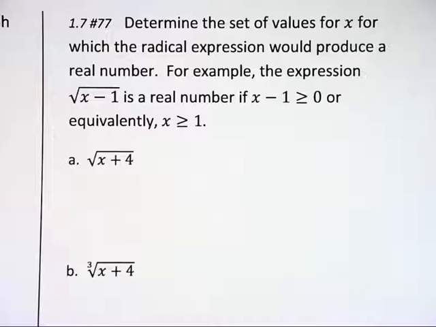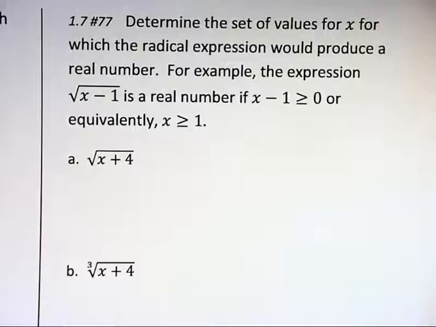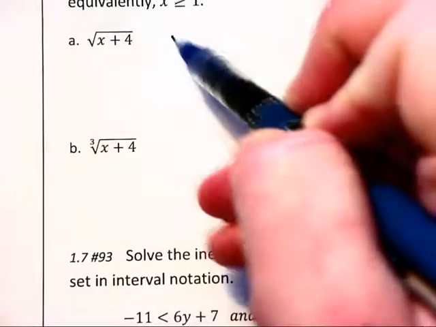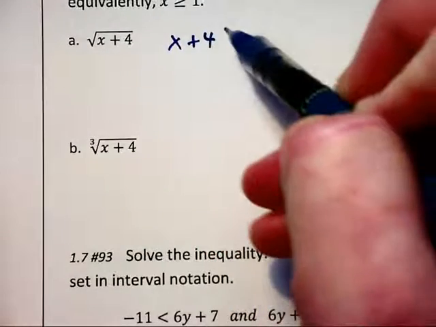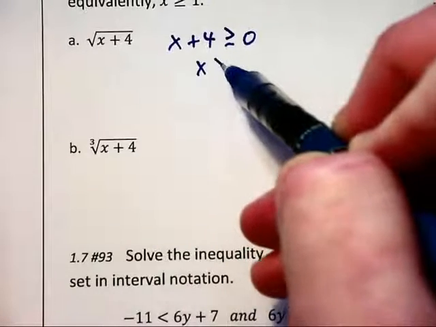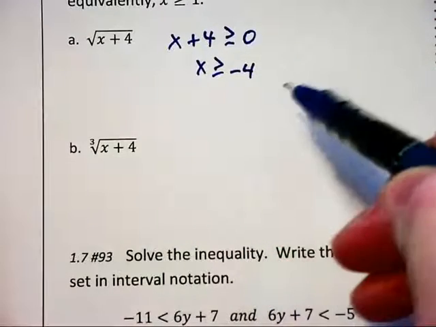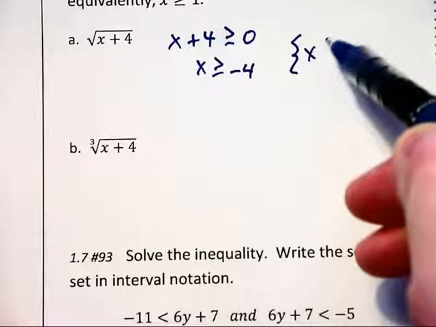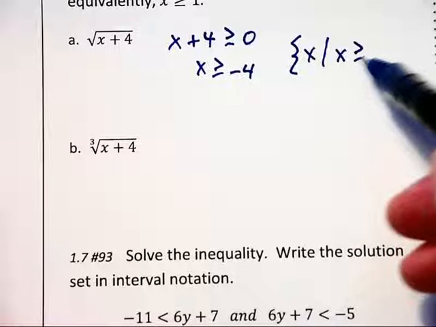Determine the x values for which the radical expression would produce a real number. This is just another way of asking us to find the domain of these expressions. So here we go. In this first one, we want to make sure that x plus 4 is greater than or equal to 0, which means that x must be greater than or equal to negative 4. In set builder notation, we have the set of all x's such that x is greater than or equal to negative 4.